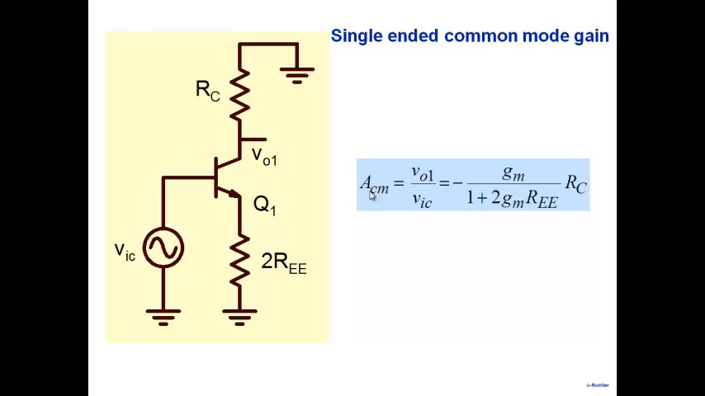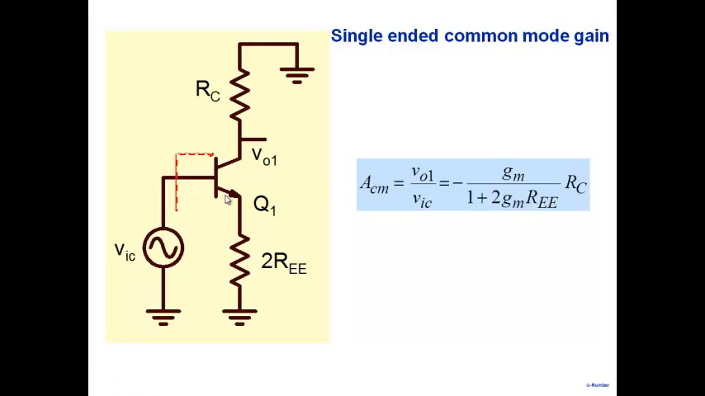So that's straightforward. Once we realize that we can use symmetry to split the circuit, we did it both in differential mode as well as common mode. In differential mode, this point became small signal ground. In common mode, twice the resistor appears over here, and then we obtain the expression here.